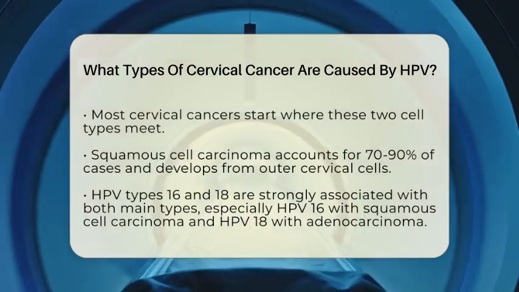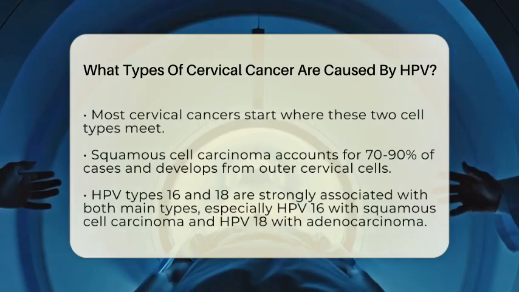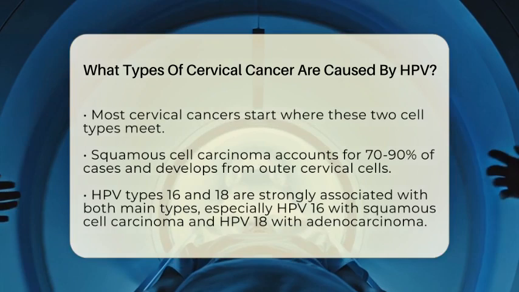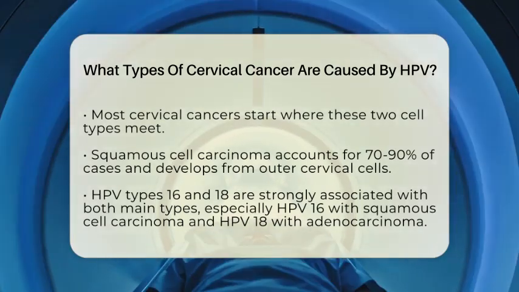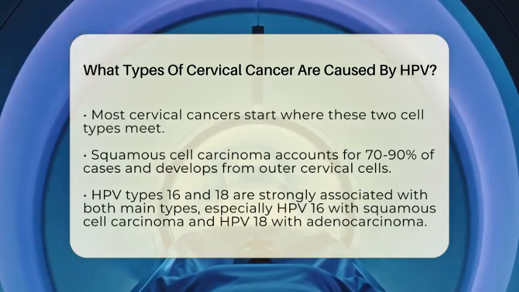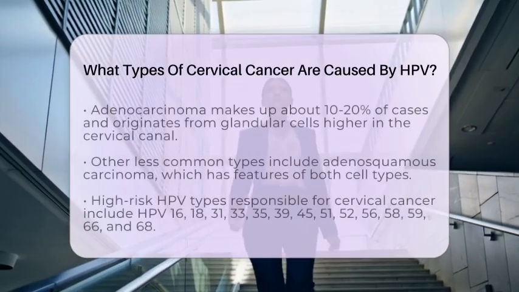Adenocarcinoma accounts for roughly 10 to 20% of cervical cancers. It originates from the glandular cells that line the cervical canal. HPV types 16 and 18 are the main culprits here, with HPV-18 being more closely linked to adenocarcinoma. This type can sometimes be harder to detect with traditional Pap tests because it develops higher up in the cervical canal.